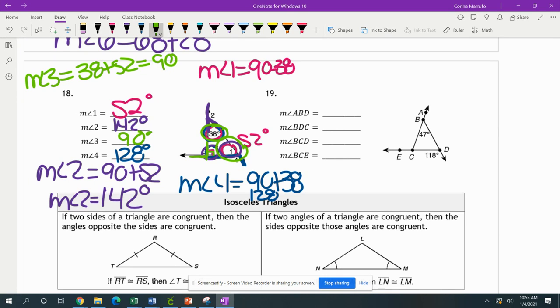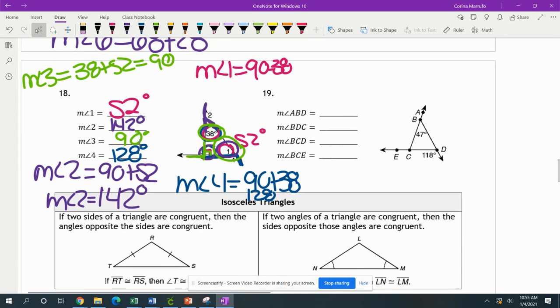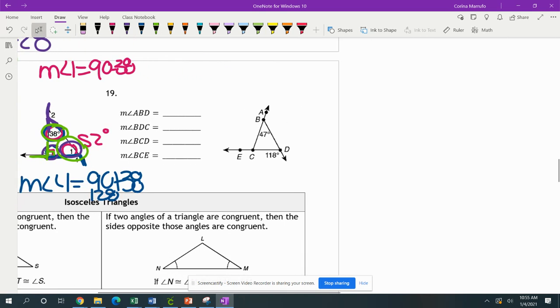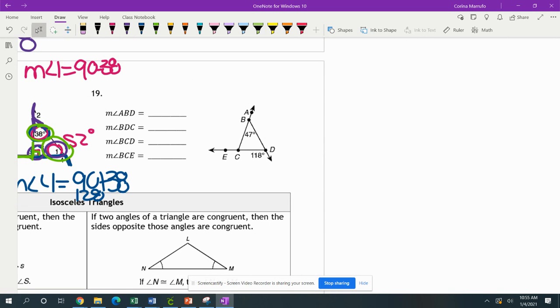Okay. Now, that's not the only way you can find the angles. I know there's other ways, but I'm just using the theorems for today. Okay, so this one wants us to find all of these angles. This time they're not numbered, so I'm just going to go ahead and run through them to find them. Starting off with what they give us, they give us this exterior angle, which is 118.